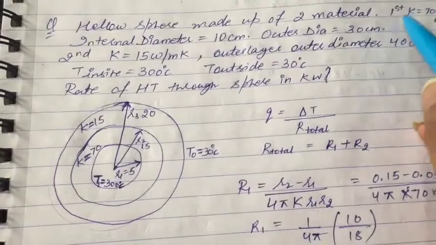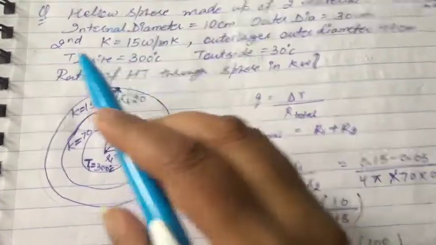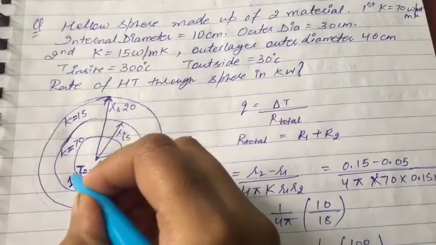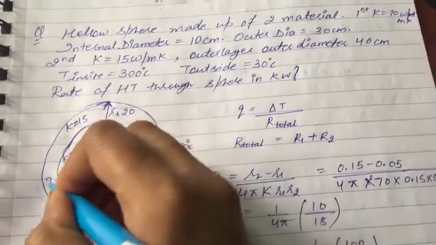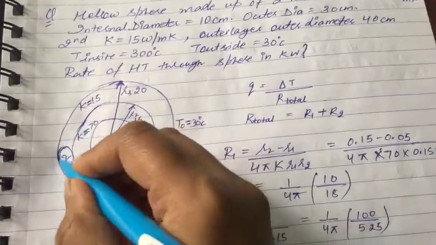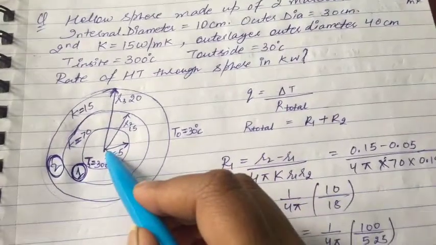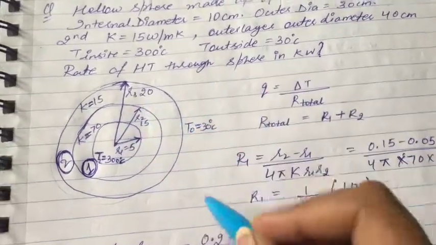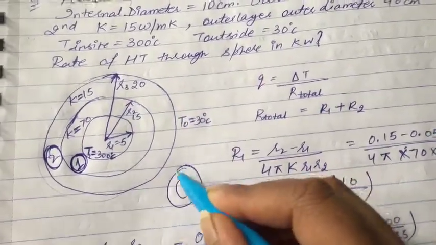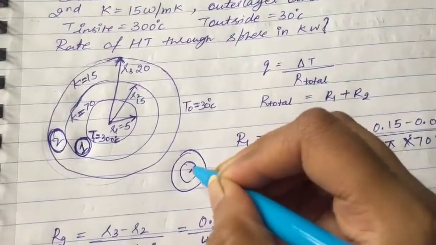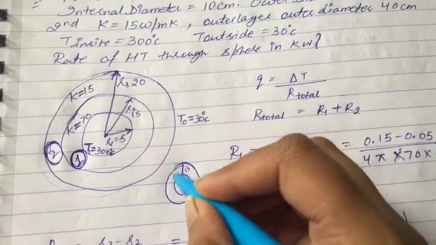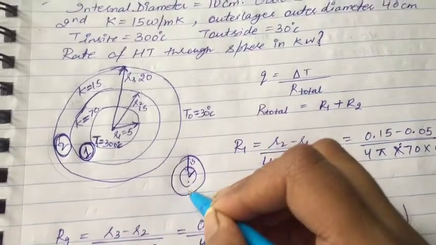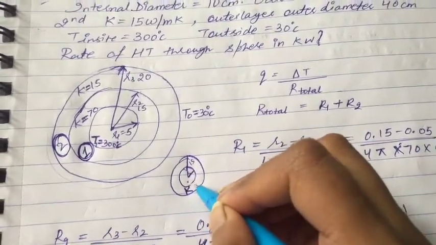So guys, there are two materials used for making a hollow sphere. The inner layer is called the first surface, and the outer material is the second surface. The first surface radius R1 is given as 5, and its outside radius R2 is 15. So basically this is a hollow sphere with R1 as 5, R2 as 15, and the temperature inside is given as 300 degrees Celsius, and K of this part is 70.